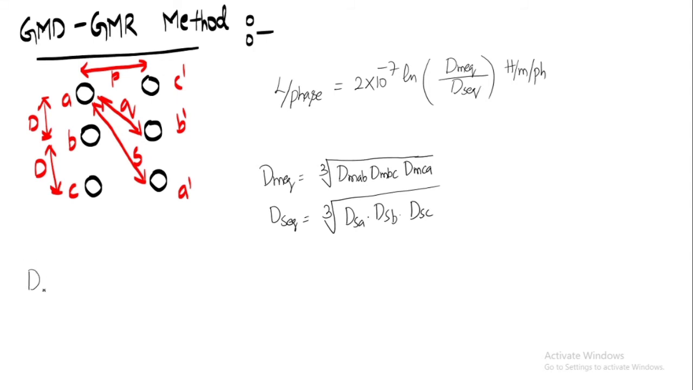Now how can I find the geometric mean distance between A, B? First, A phase contains how many conductors? 2 conductors, A and A dash. B phase contains how many conductors? 2 conductors, B and B dash, right? Now in finding the GMD between AB, we need to consider A phase as one side and B phase as another side.